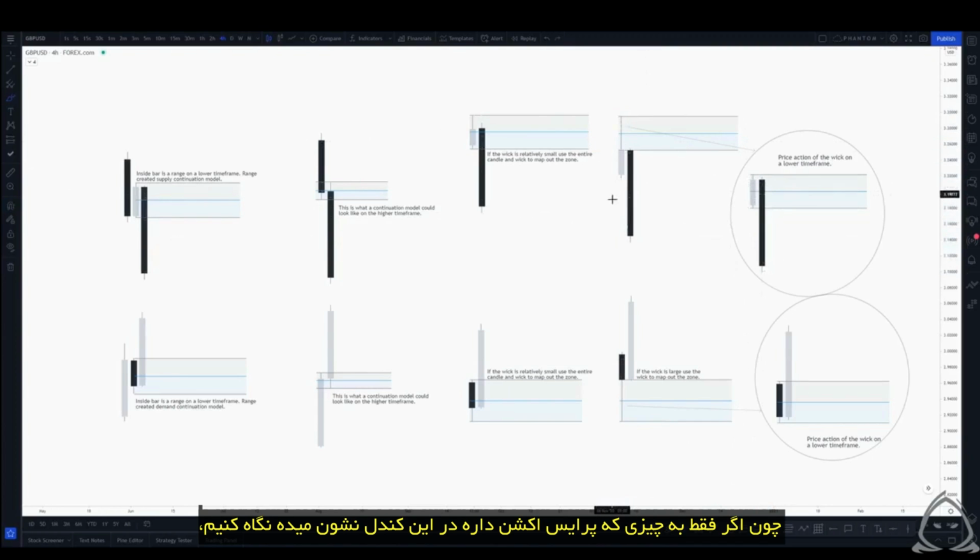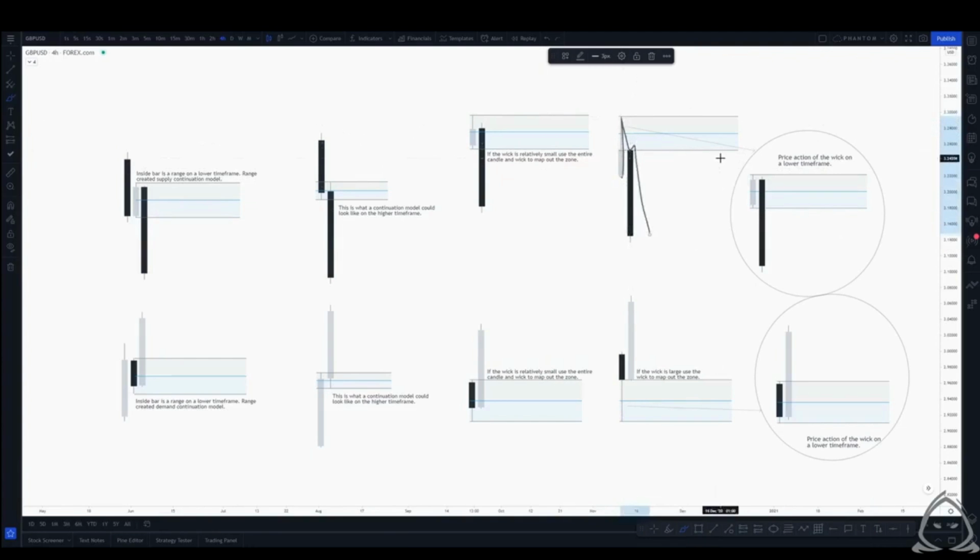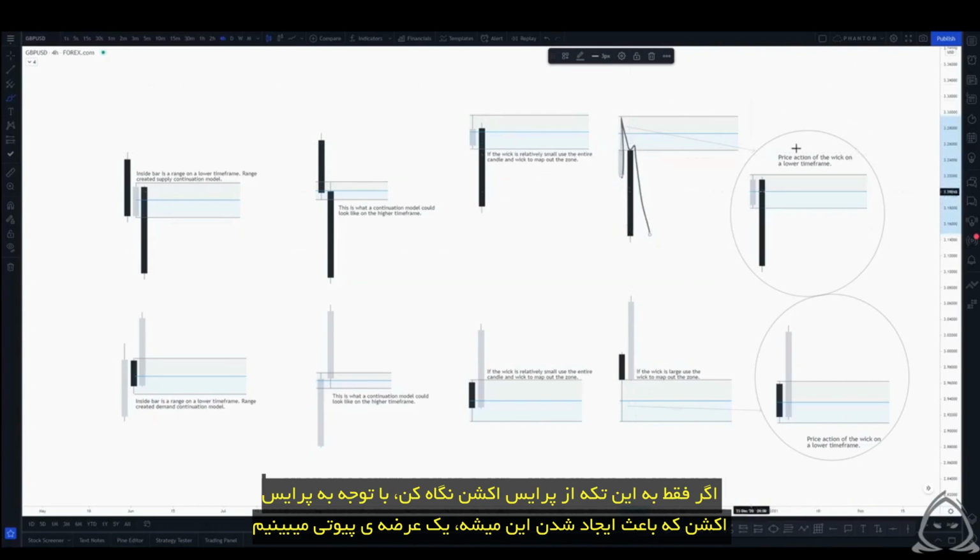Because if we just look at what the price action is conveying in this candle, we opened here, moved down a little bit, then moved to the upside, came all the way up, and then rapidly moved to the downside. The candle closed, the next candle comes up and then moves. If we just look at that bit of price action, depending on the price action that leads to this, we just see a pivot created supply.